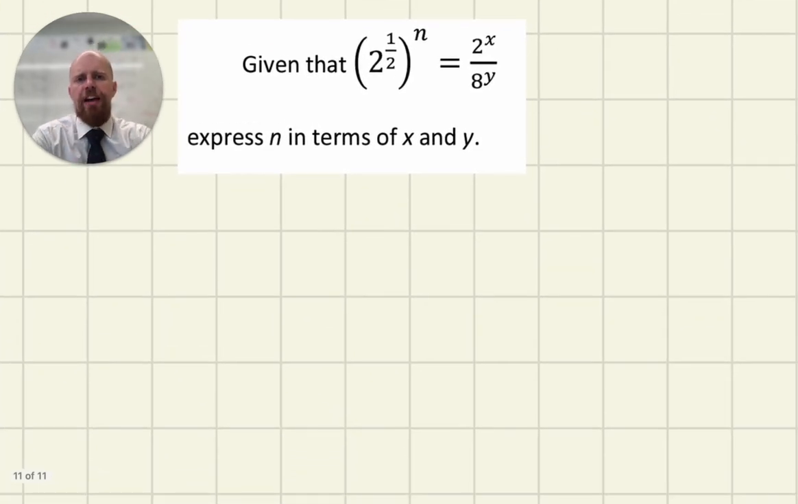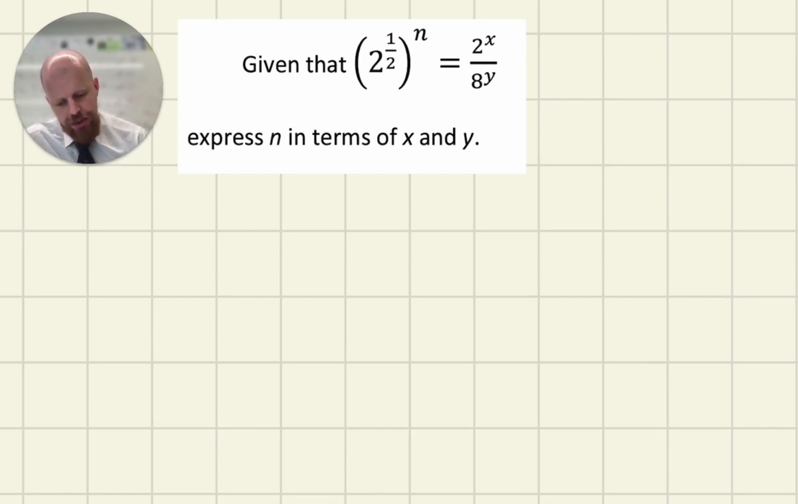2 to the power of 1/2 n equals 2 to the power of x over 8 to the power y, express n in terms of x and y. And this looks like a fairly nasty question. But let's use our indices laws like before, and let's try and simplify as much as we can.